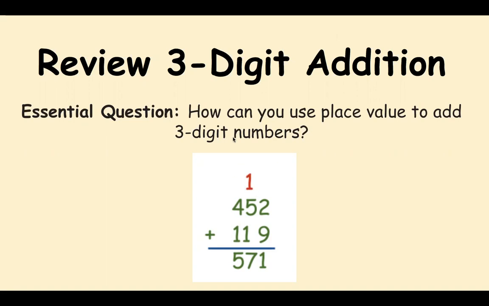So our essential question today is how can we use place value to add 3-digit numbers? 3-digit numbers means that the numbers we're adding go up to the hundreds place. See how there's 3 digits? We have the ones, the tens, and the hundreds. And notice how when we add, we line up our numbers vertically, one on top of the other, lined up by place value. So the ones are being added together, the tens are being added together, and the hundreds are being added together. That's very important, that you line up your place values.